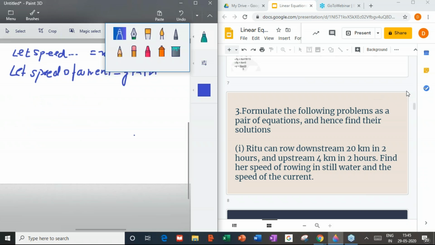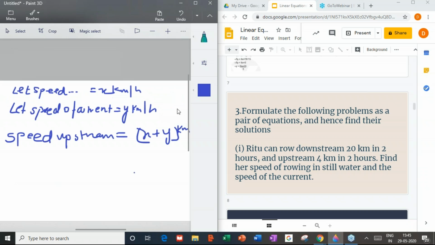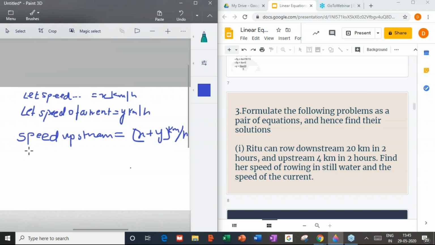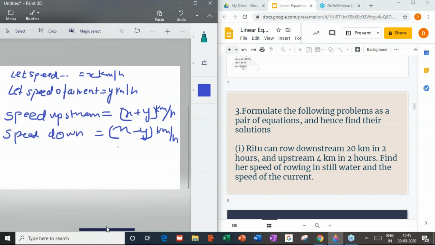Yeah, so now what are they saying? So what will the speed of upstream be? Now whatever I showed in the diagram, I'm going to just write it as an equation. Speed downstream is going to be x plus y kilometer per hour, right? And speed upstream, I'm just writing down, is going to be x minus y kilometer per hour. Okay, remember this, write this.